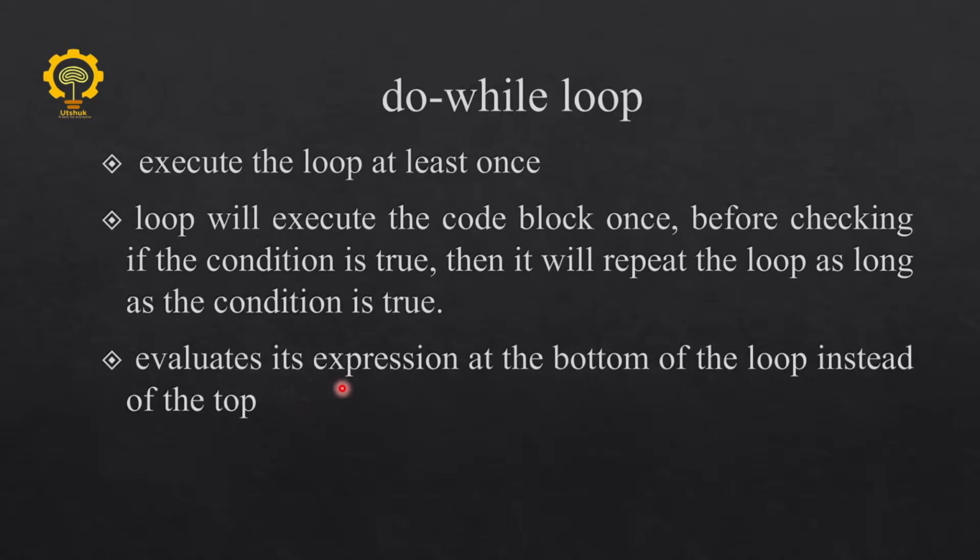So it evaluates its expression at the bottom of the loop instead of the top. So it's a little bit different from the while loop, but the looping structure is similar. The checking of the condition is done before in the while loop, but the checking of the condition is done at the bottom in the do while loop.